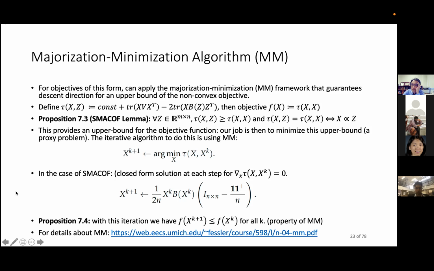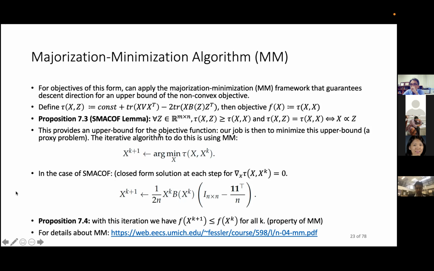Proposition 7.3 is basically saying that for an arbitrary z, we can use it as an upper bound for our objective, and they are equal if and only if the z matrix is proportional to the x matrix. That's the first lemma. That means we have an upper bound. The second one is that we want to minimize this upper bound. Also, it is very important that this upper bound touches the objective.